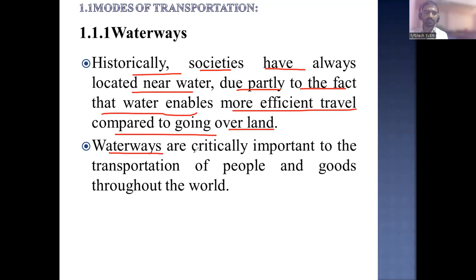So waterways are critically important to the transportation system of people and goods throughout the world. If you want to go around the world, then airways is very difficult because it is very costly, and railways is not possible in some cases, and roadways is also not possible. In that case, if you want to travel around the world, then you have to travel by the waterways. Is it okay? Clear?